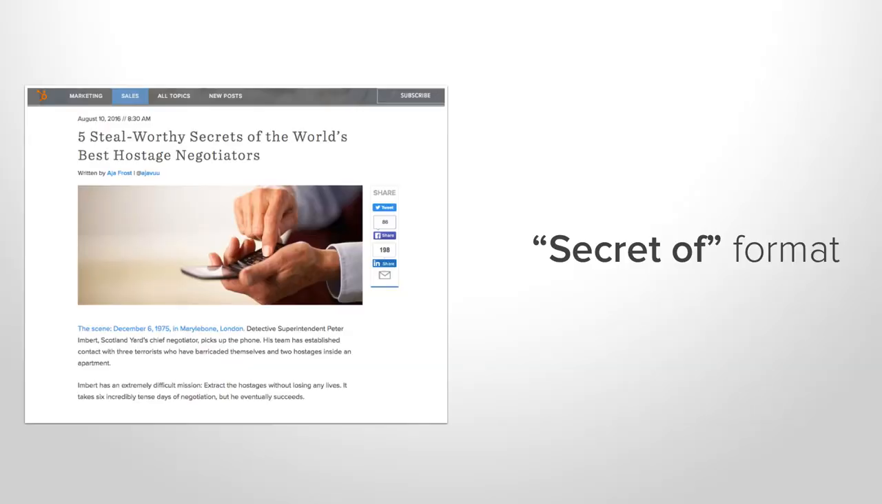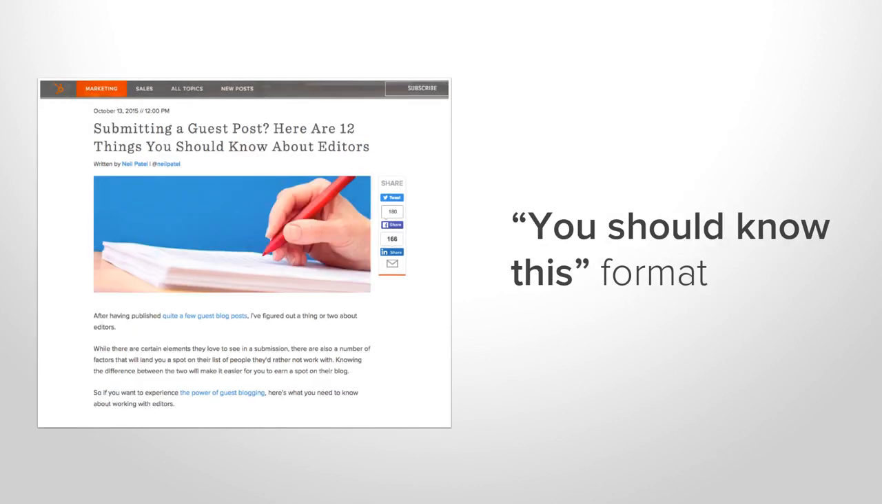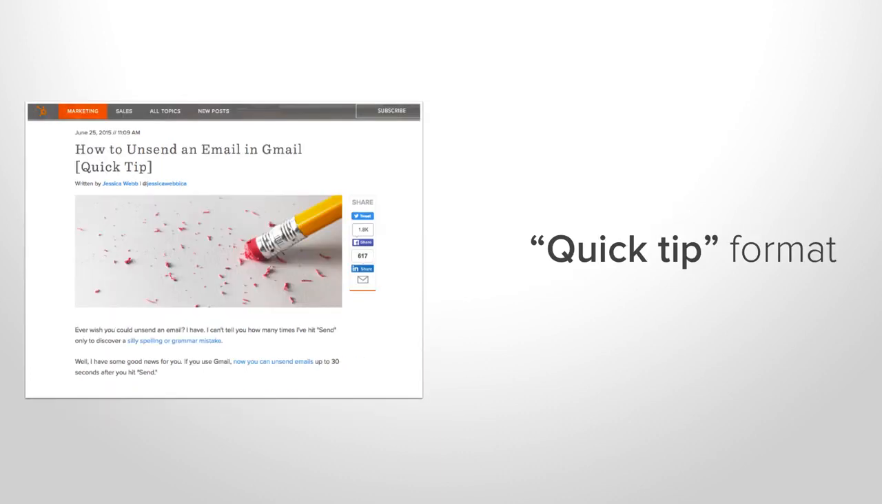The secret of format, which provokes the curiosity of readers. The little-known advice, tips, or tricks format, which tells the reader that this advice is unique and different from what's already been published online. The you should know this format, which reminds the reader that there is still information they don't know. The interesting data format, which uses a stat to prove the value of the article. And the quick tip format, which signals that it's something the reader can learn with a small time commitment.